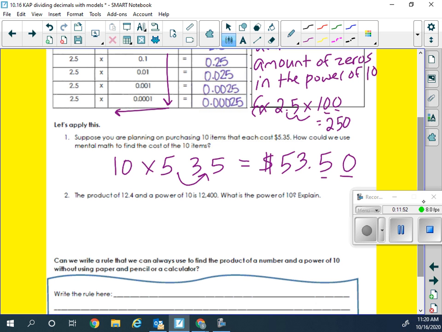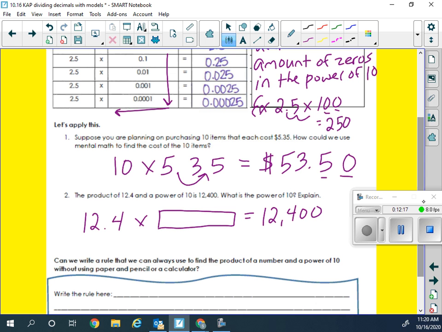Okay? Let's look at number 2. The product of 12.4 and the power of 10 is 12,400. What is the power of 10? So what they're saying is 12.4 times something is equal to 12,400. Okay?